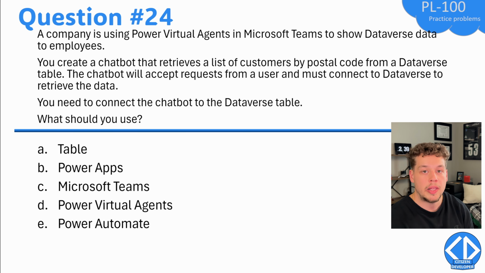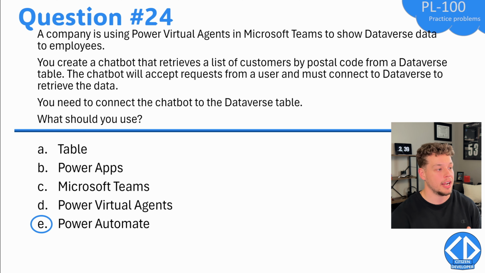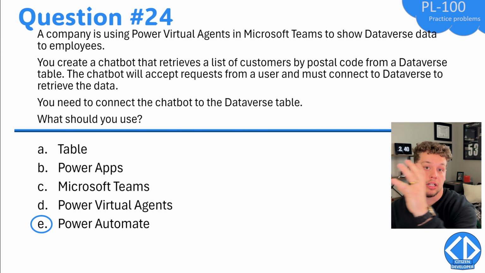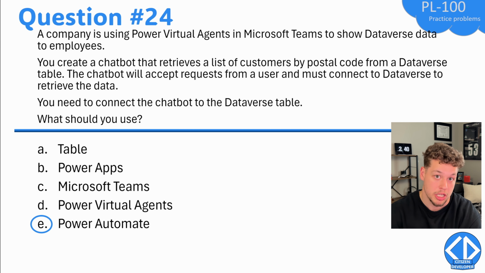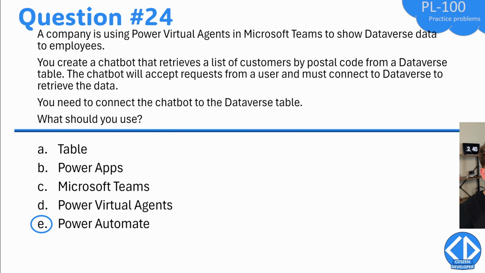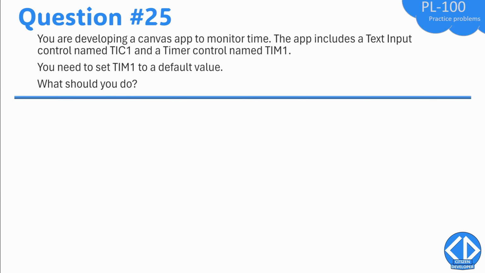What do you use? So, chatbots do not automatically look and connect to Dataverse. That can only be done through Power Automate. You cannot have them look at a Dataverse table directly with A. You can't have them look through Power App. You can't have them look through Teams. You can't have them look through another bot. This can only be done by using a Power Automate, where you then have the bot call the Automate. The Automate then calls Dataverse and pulls that information and then hands it back to the bot. So question 24 here is going to be E.